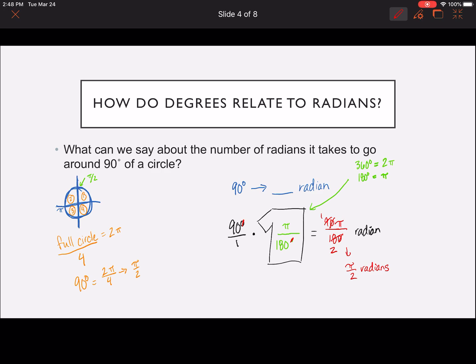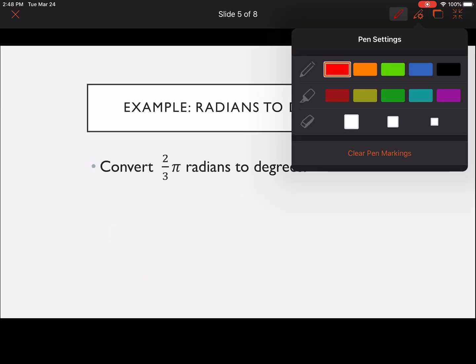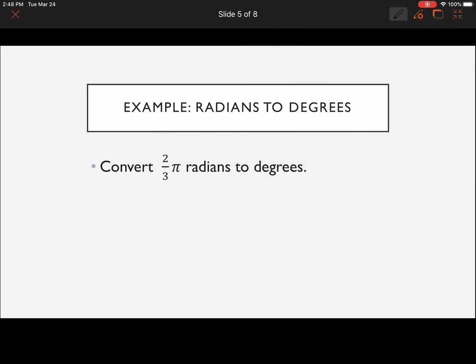Pi over 2 radians. So we can think about it in the unit conversion way. We can also think about it as a type of logic. So similarly, we can go the other direction. If we have 2/3 pi radians and we want to put that back in degrees, now my favorite way to do this is to try to visualize what 2/3 pi radians would be, or 2 pi thirds.